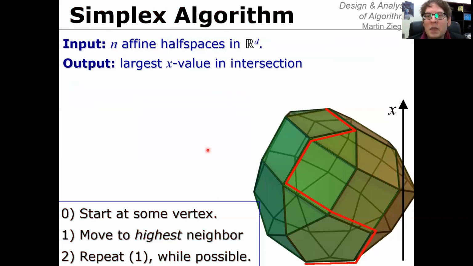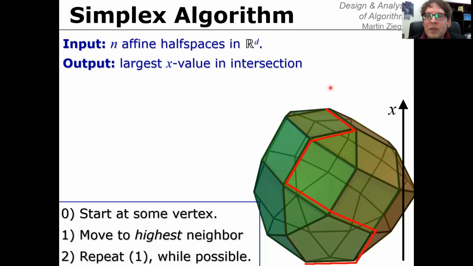And there are various interesting questions that arise with the simplex algorithm. So for example, there is always a path from any given vertex to the topmost vertex, to the vertex with largest x value. That's a simple connectivity question.